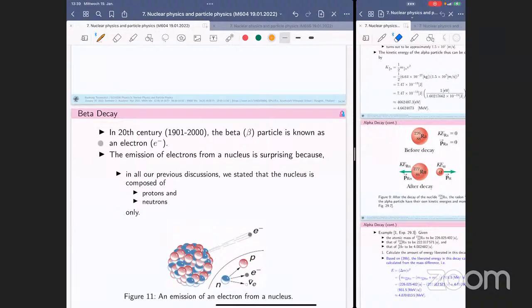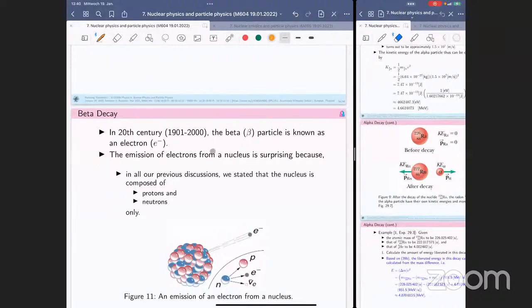It was discovered somehow in the 19th century, and the beta, denoted by the Greek letter beta, the beta particle is known to be actually an electron. It's only an electron. Of course, you know, an electron is much smaller than a neutron and proton, but the alpha particle has 2 protons and 2 neutrons. So the electron is much smaller than the alpha particle. Simply speaking, the beta particle is much smaller than the alpha particle.